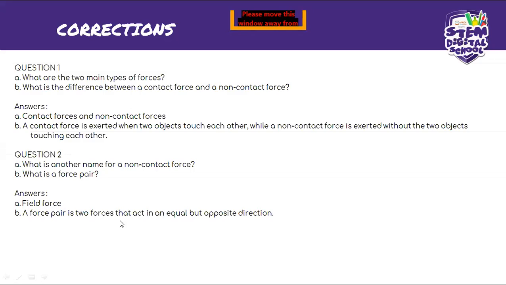A force pair is two forces that act in an equal but opposite direction. But some of you said it in the other way according to your understanding, and you are perfectly correct. So these are 4 marks, 4 marks.